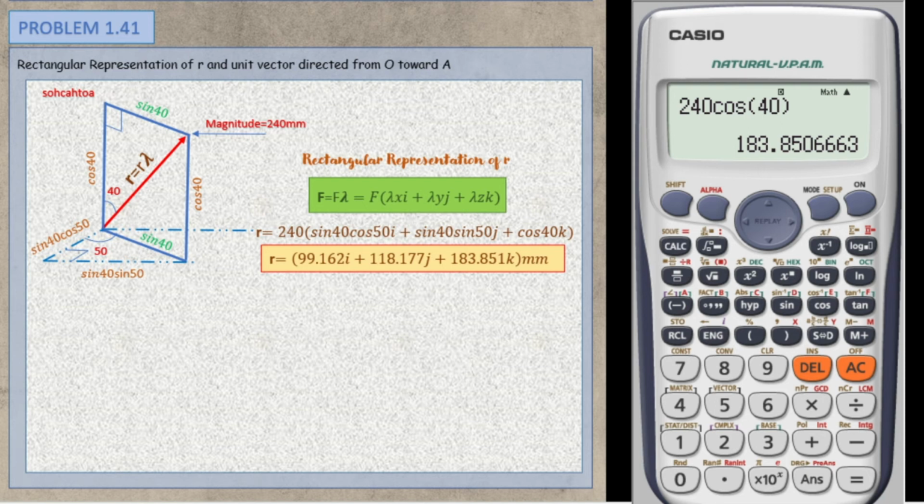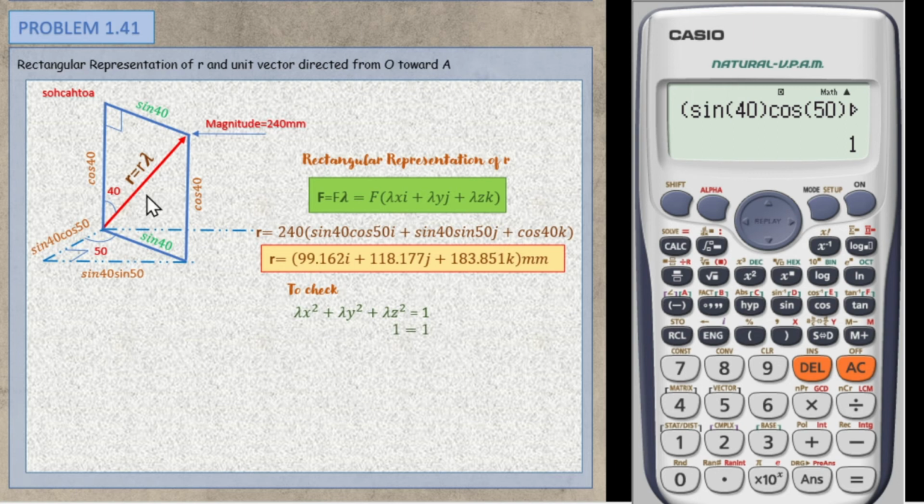For us to check if the unit vector that we use is correct, we can square those unit vectors, and the sum should be equal to 1. So let's check if this is equal to 1. Sine 40 cosine 50 squared plus quantity sine 40 sine 50 squared plus cosine 40 squared. And as you can see, it is equal to 1.